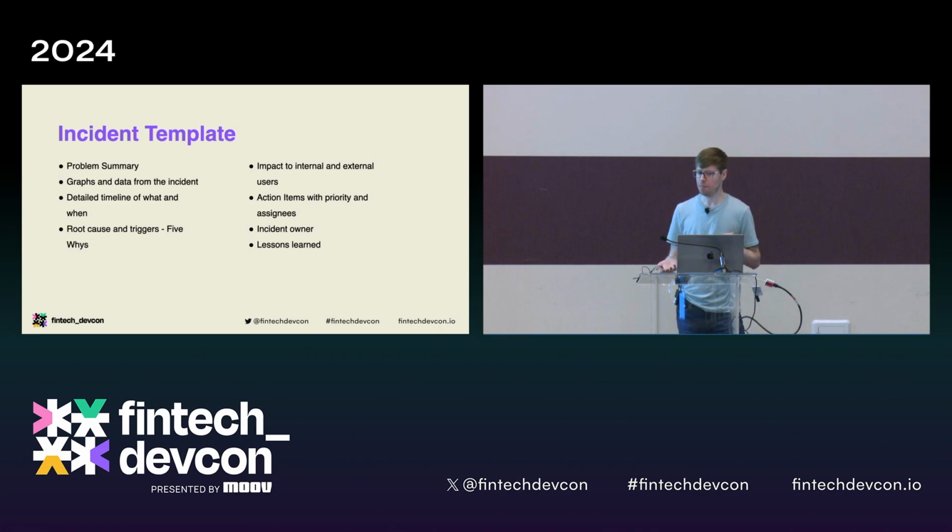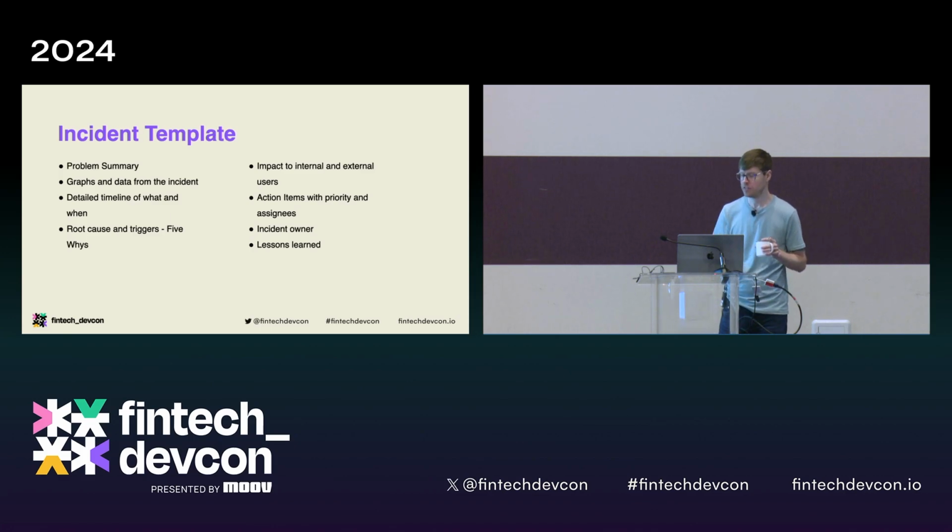So then there's a section for impact. Whether it's internal or external users, both are going to matter, but maybe this was just an internal issue. Maybe all batching went down for a bit, and users aren't going to see an issue, but we need to talk about that. There's action items. Those need priority and assignees. Those also need to go directly back into how you do work. They cannot be a side issue.